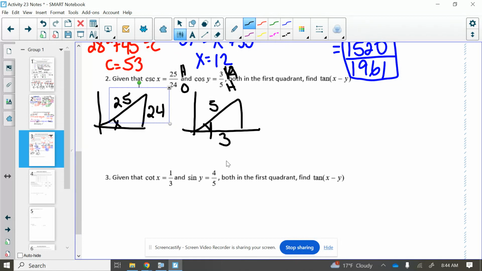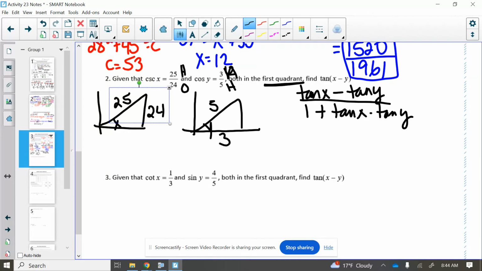So the good news on this one is everything is going to end up being positive because we are both in the first quadrant. Now, for tangent of x minus y, we would need the tangent of x minus the tangent of y all over 1 plus tangent of x times tangent of y. So essentially, we need the tangent for both of these. Well, similar to the last one, we first need to find our missing side. So I need the missing x value here.